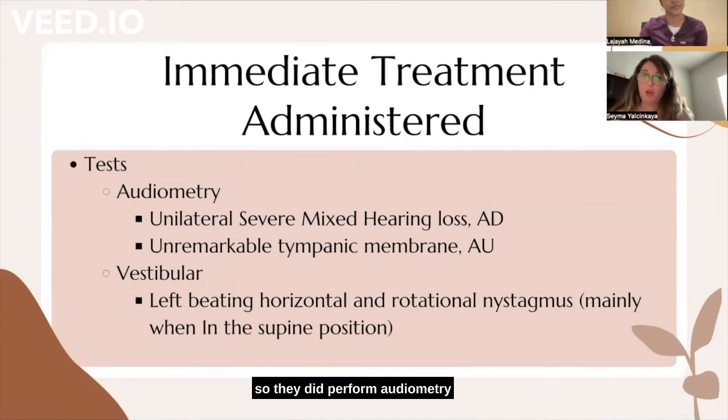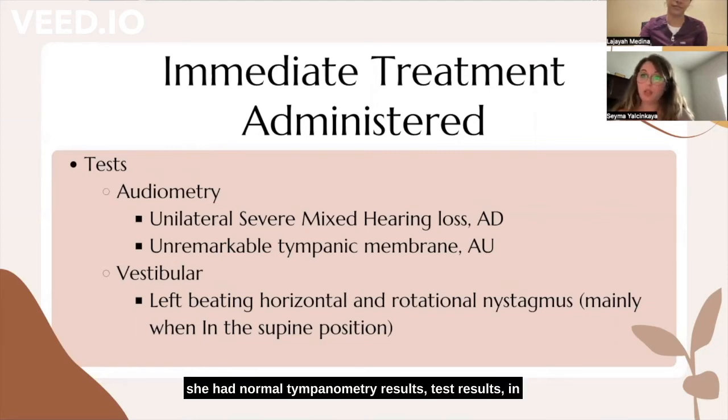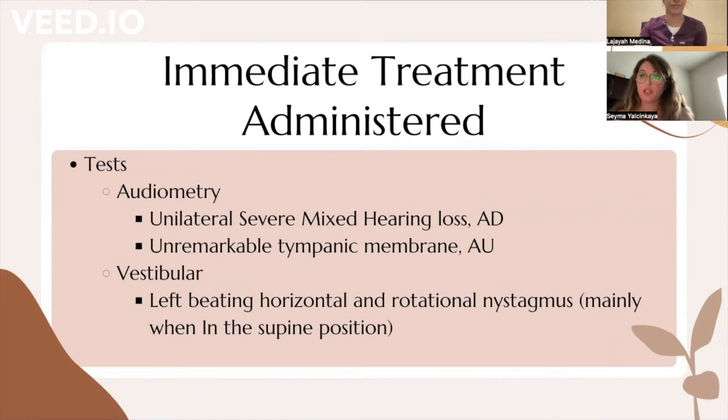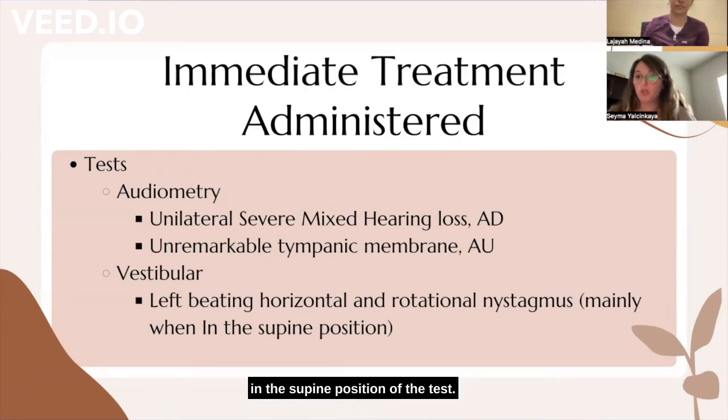So they performed audiometry tests and vestibular VNG tests. She had normal tympanometry results in both ears and unilateral severe mixed hearing loss in the right ear. The VNG test revealed left-beating horizontal and rotational nystagmus, which mainly occurred in the supine position of the test.